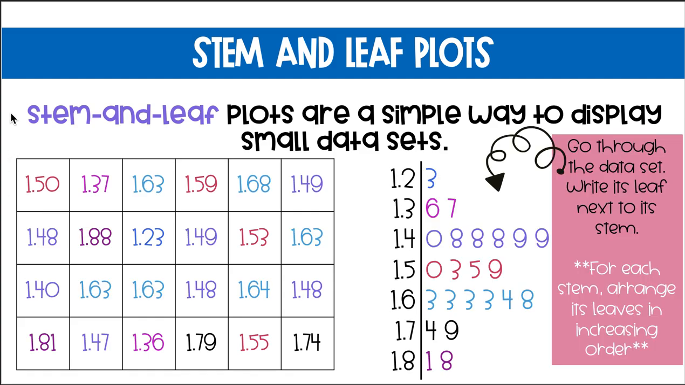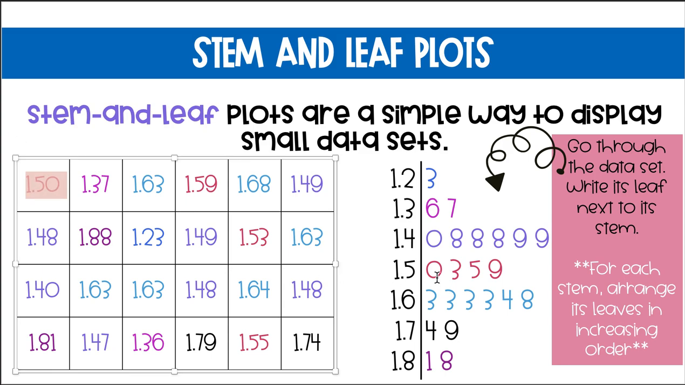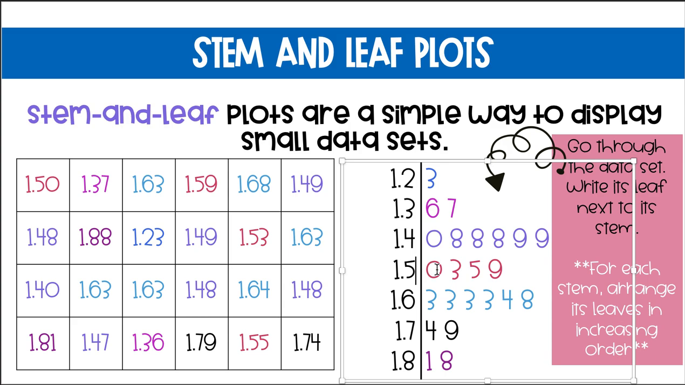For example, if we want to plot the number 1.50, we will go to the stem 1.5 and then put a 0 in there. This represents 1.50. And then for 1.37, it would be this value right here. This is 1.37. For 1.63, I have to go to the stem 1.6 and then place the 3 there.